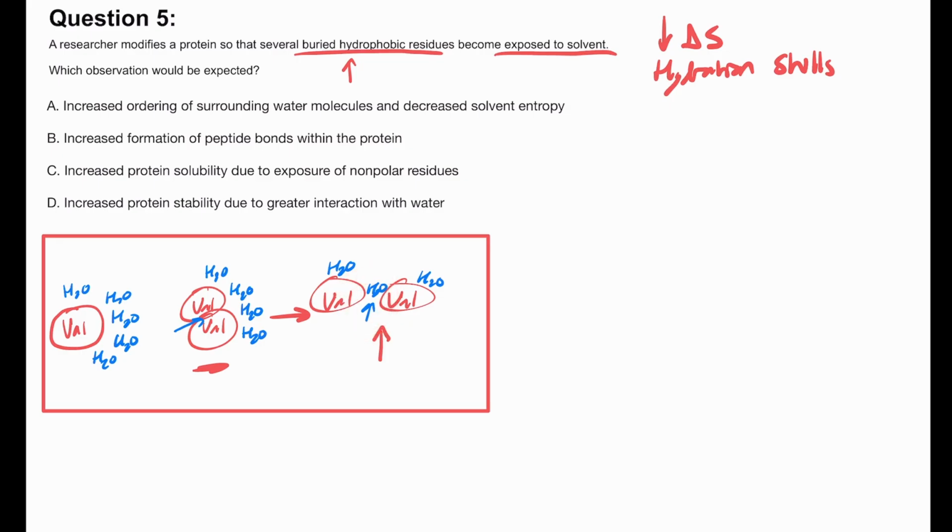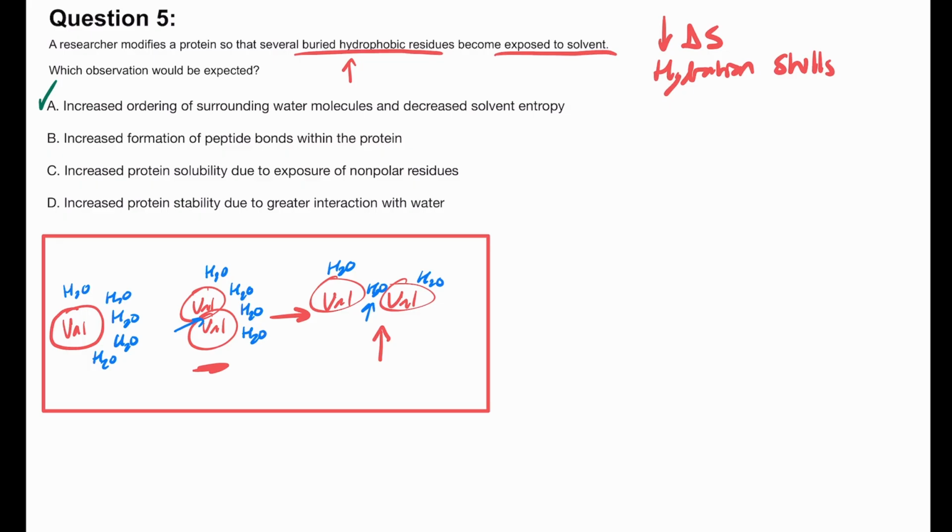That's correct. Because now there's more space around each valine that needs to be surrounded by water. And as a result, we're decreasing solvent entropy. And that's exactly what's happening. Since we're ordering more water molecules in hydration shells around the valine, that is going to be decreasing solvent entropy. So answer choice A seems correct.